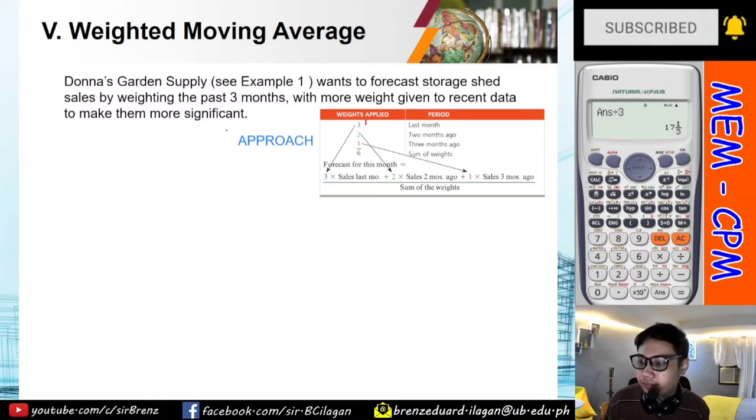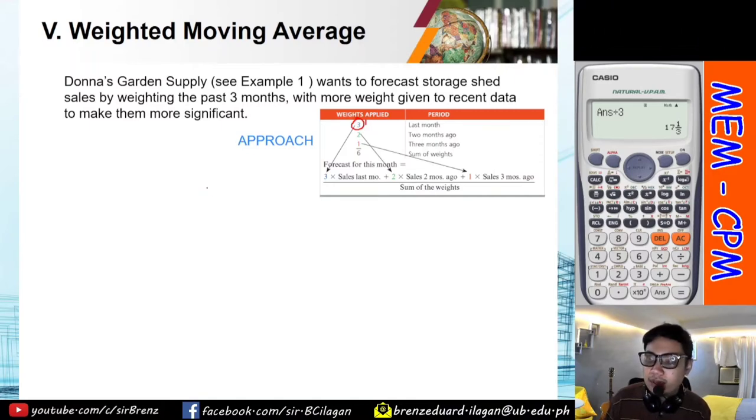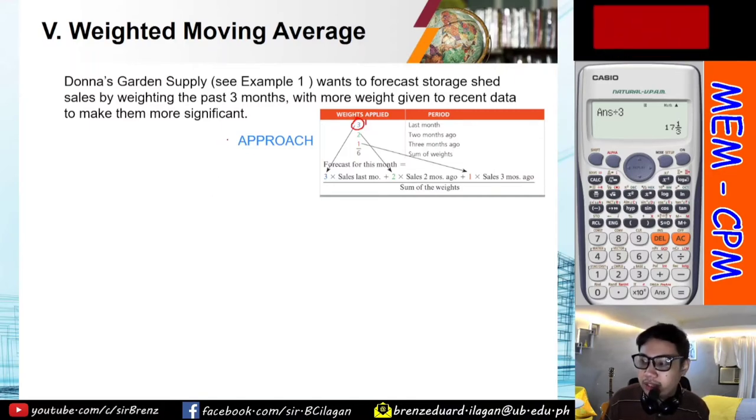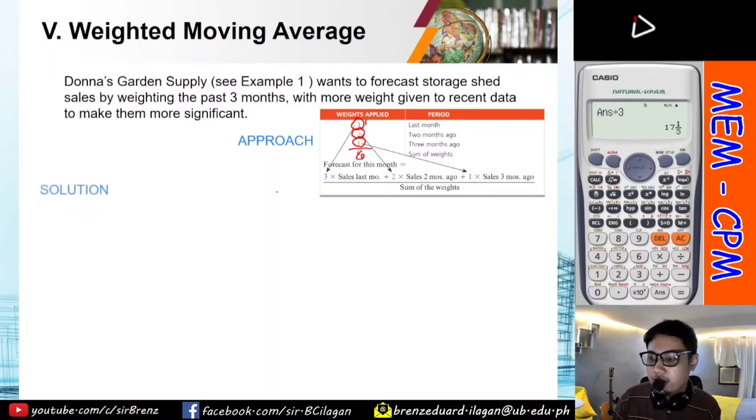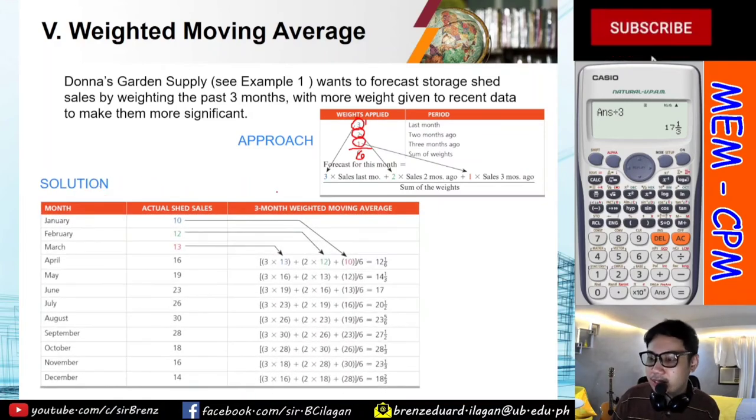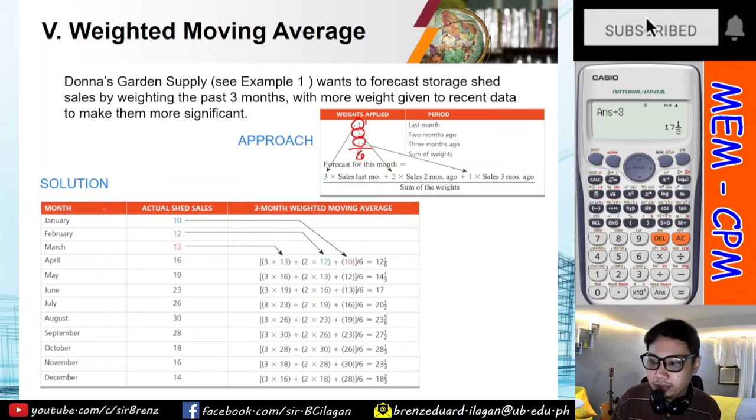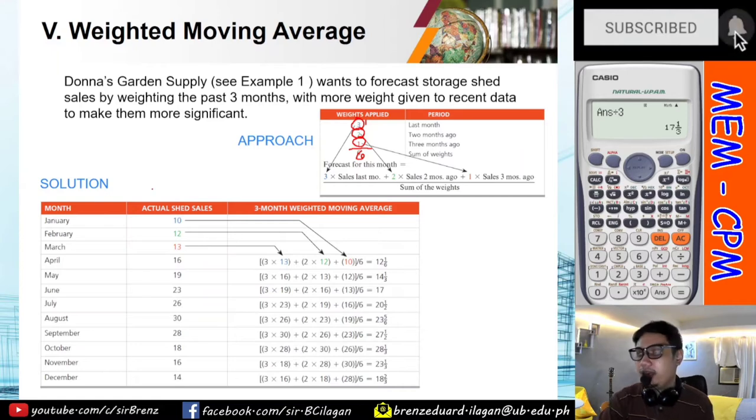Okay? Ayan. And if that is 2 months ago, so lalagyan natin siya ng weight na 2. And then kapag 3 months ago, that will be 1. So ang total niyan will be 6. So ito guys yung sum of the weights, yung nasa baba ng equation. Okay? So considering the same example, guys, ito. So nangyari nga lang diyan, 'di ba?